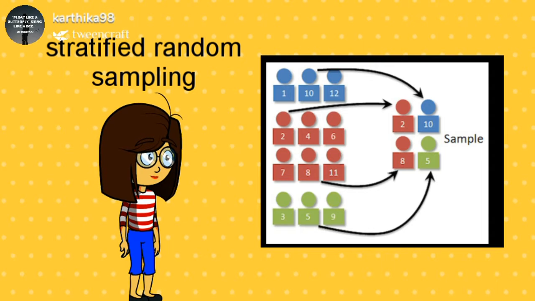Then there is a red color stratum in which there are numbers 2, 4, 6, 7, 8 and 11, from which we randomly choose 2 and 11, or we can choose 2 and 8, any number we can randomly choose. So a given population will be divided into strata, and from each stratum we will be randomly choosing, which is known as stratified random sampling.